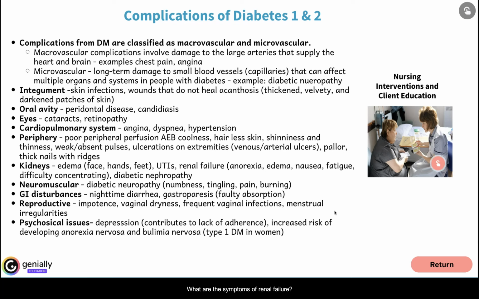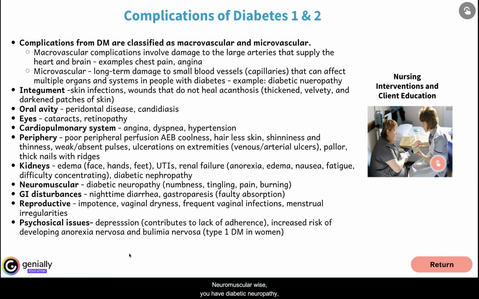What are the symptoms of renal failure? You see anorexia, edema, nausea, fatigue, difficulty concentrating. Then you have diabetic nephropathy. Basically, nephropathy is a condition of the kidneys.